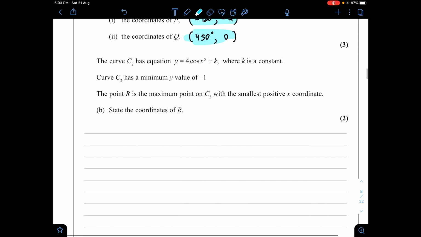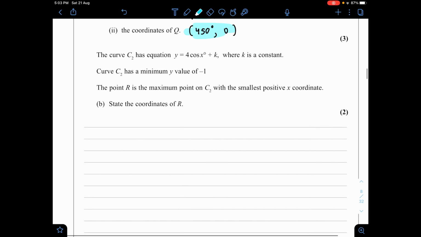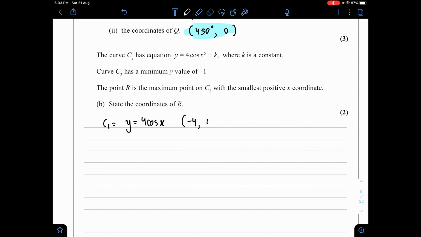Okay, easy as. The curve C2 has equation y equals 4 cos x plus k, and curve C2 has a minimum y value of minus 1. The point R is the maximum point on C2 with smallest positive x coordinate. State the coordinates of R. So we have C1, y equals 4 cos x, and we know its minimum point was minus 4 and its maximum point was 4. Now they're saying the minimum value is minus 1. So what do we have to add to this to get minus 1? So minus 4 plus k equals minus 1, so k will be 4 minus 1, which is just 3.